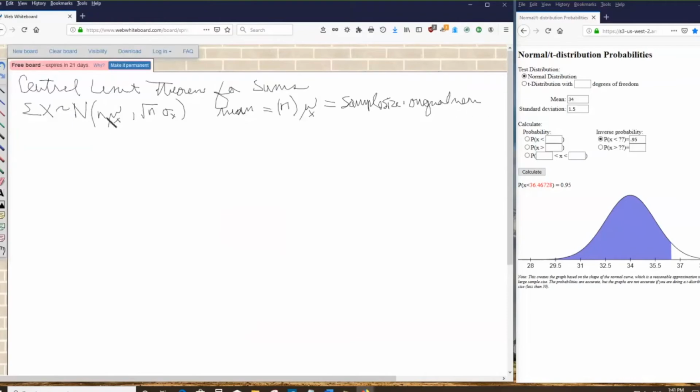Then your standard deviation for the sum is going to be the square root of n, which is the sample size, times the original standard deviation. So it's the square root of the sample size times the original standard deviation.